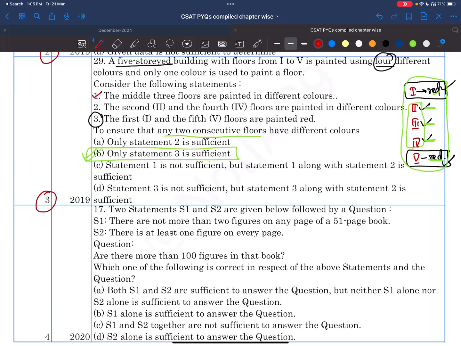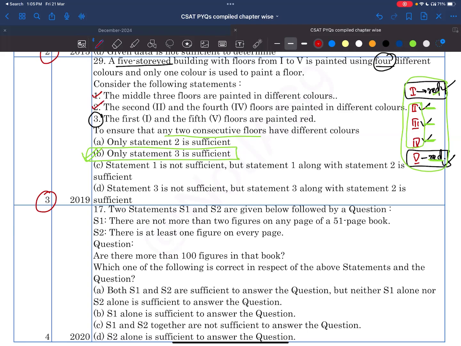Let's go to the first statement. The middle 3 floors are painted in different colors. These 3 can be painted in different colors. See, if this is yellow, this is blue, this is red, there is a possibility that here there is red and here there is black. So statement 1 is not sufficient.